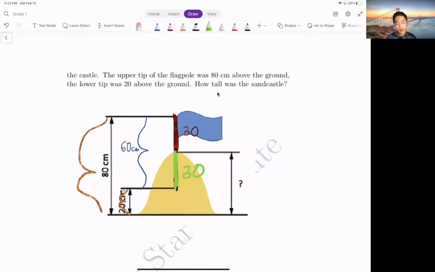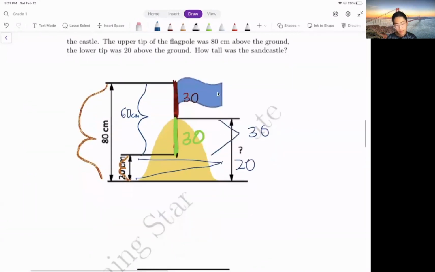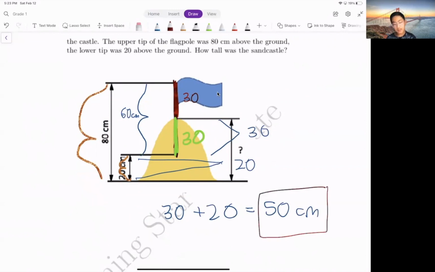And now we should know how tall the sandcastle was because we have 2 points. One, 30, and another one, 20. And 30 plus 20 should equal 50 centimeters. So the sandcastle was 50 centimeters tall.